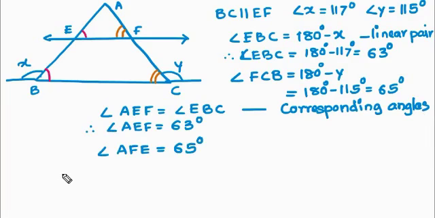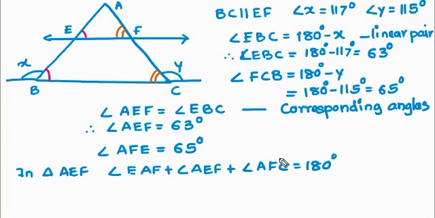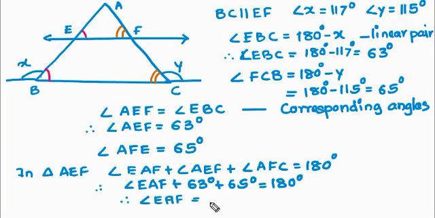So now in triangle AEF, the sum of all interior angles of a triangle is 180 degrees, and therefore 63 plus 65 is 128. 128 goes this side, becomes minus, and so angle EAF is equal to 52 degrees. And so we have found all three angles of triangle AEF.